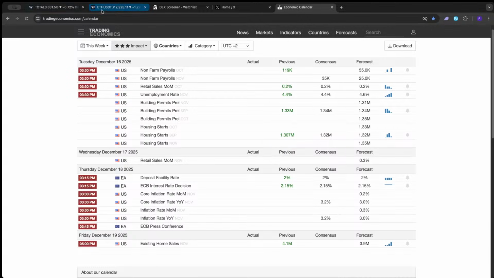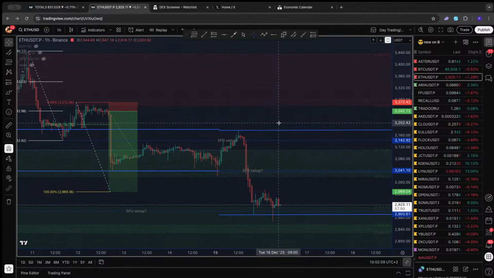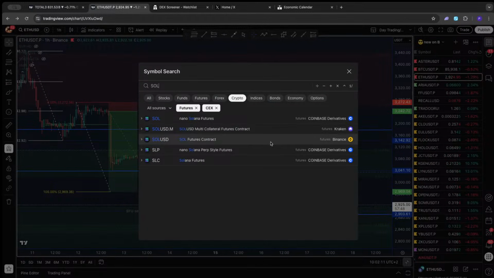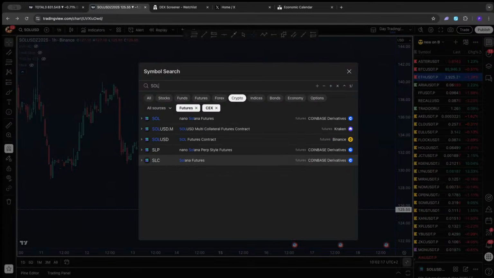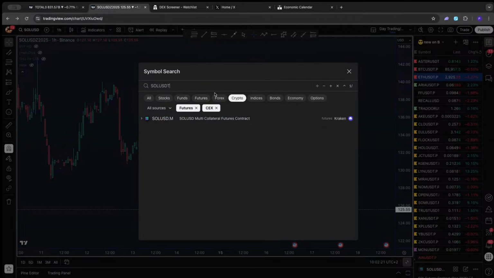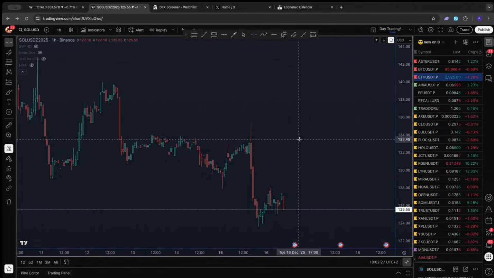Solana 1 hour double. Let's take a look. Solana 1 hour double. Solana. Where is the W? Do you see any W? Well, that's not Solana. USDT. Why don't I get the Solana here?